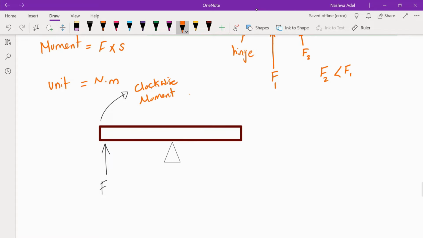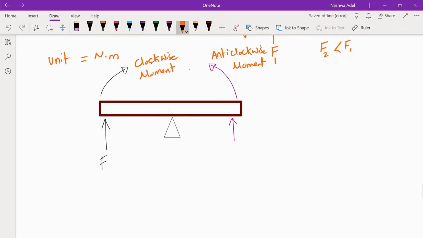So to return this beam to balance again, we need to apply another force in this direction. So this force tends to rotate this beam in the opposite direction. So the applied moment here is an anti-clockwise moment. So if the distance from this point to this point here is S1, and the distance from here to here is S2.